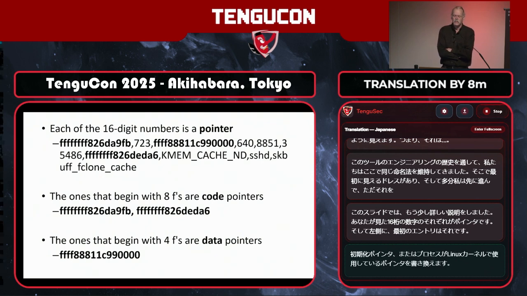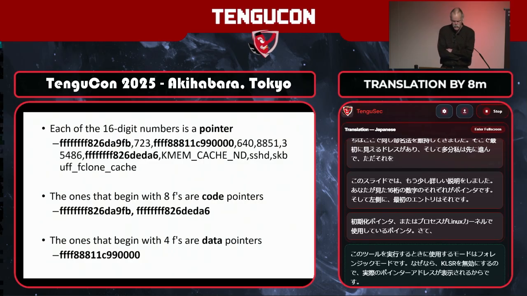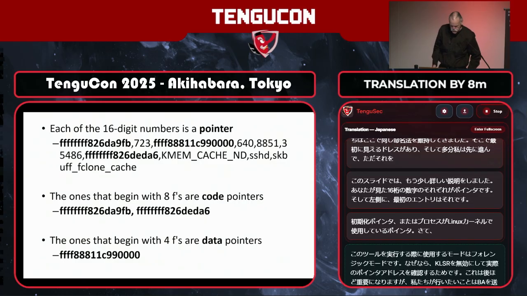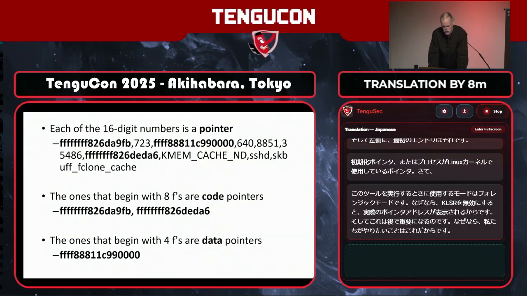Now, the mode that you run when you're running this tool is a forensic mode, because what we do is disable KASLR so we can see the actual pointer addresses. And this becomes important later because what we want to do is then be able to identify the function calls and the parts of the Linux kernel that are being used when the memory is allocated.